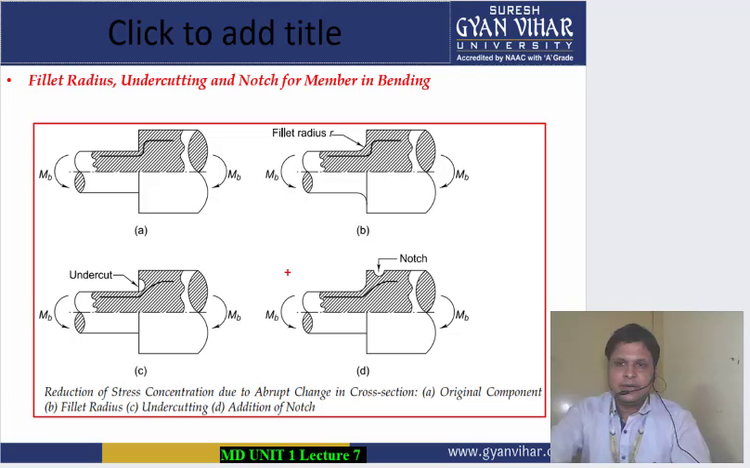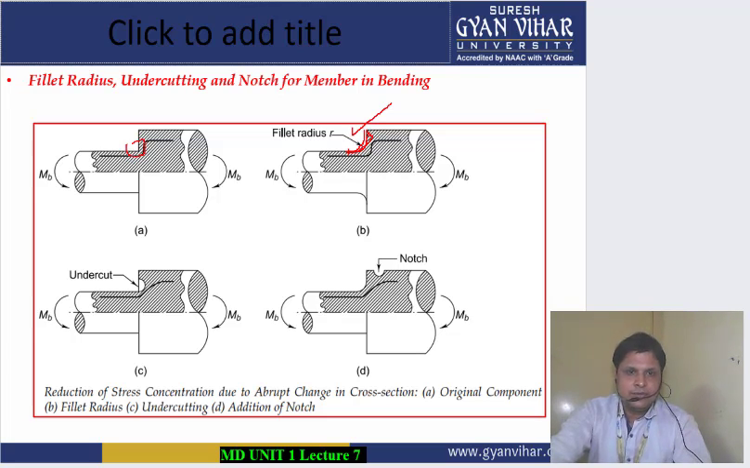As you can see, this is the first method which can be used. In this method, we have used a fillet in place of this pointed portion. We have smoothened this particular portion by giving it a particular fillet radius. This results in gradual transition, as you can see from the stress line, from a small diameter to a large diameter. The fillet radius should be as large as possible to reduce stress concentration.